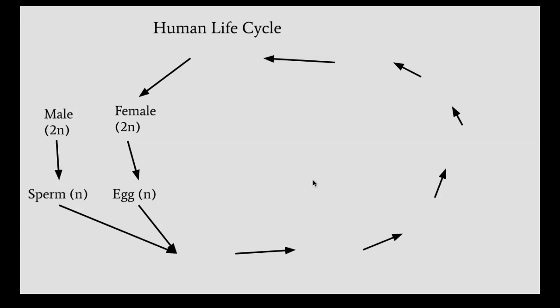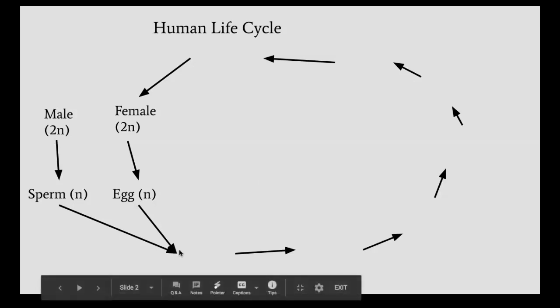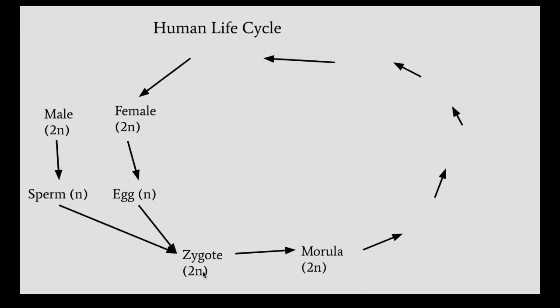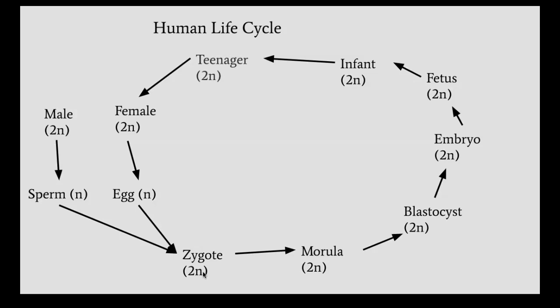So when these two things come together, an egg and a sperm, it's called a zygote. Because we have an N plus an N, we're back to 2N. And then we would go through the phase of cleavage and produce a morula, and then eventually a blastocyst, which would implant into the uterus, and we would have an embryo that has the 3 germ layers, and eventually a fetus would be developing. Eventually the baby would be born and be called an infant, and it would grow into a toddler, and then a child, and then eventually be a teenager.